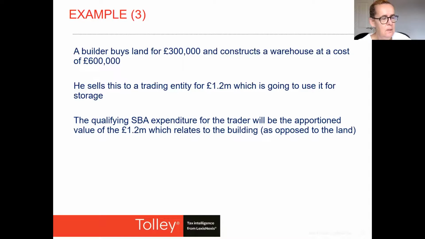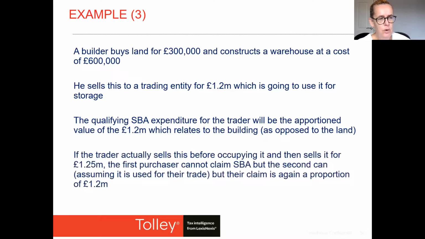million. So if we're talking about the fact that the land is worth about 1/3 of the value of the property, then arguably you've got £800,000 worth of expenditure. But the apportionment is done on a just and reasonable basis.